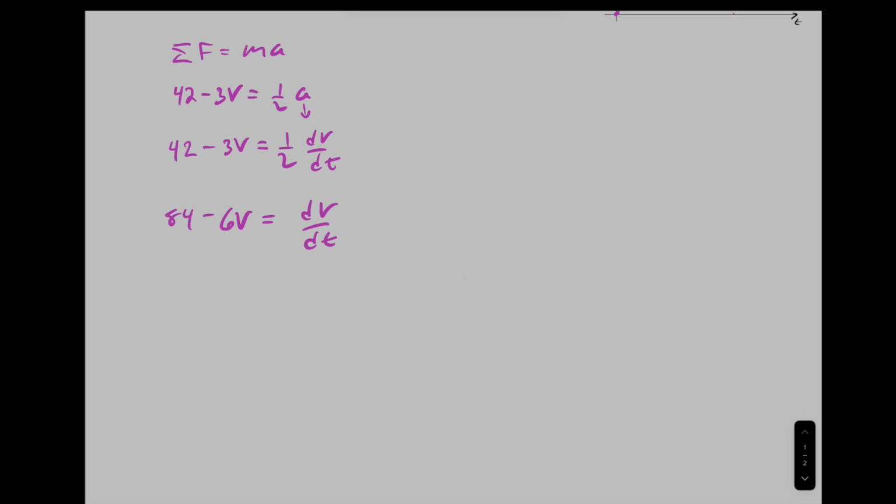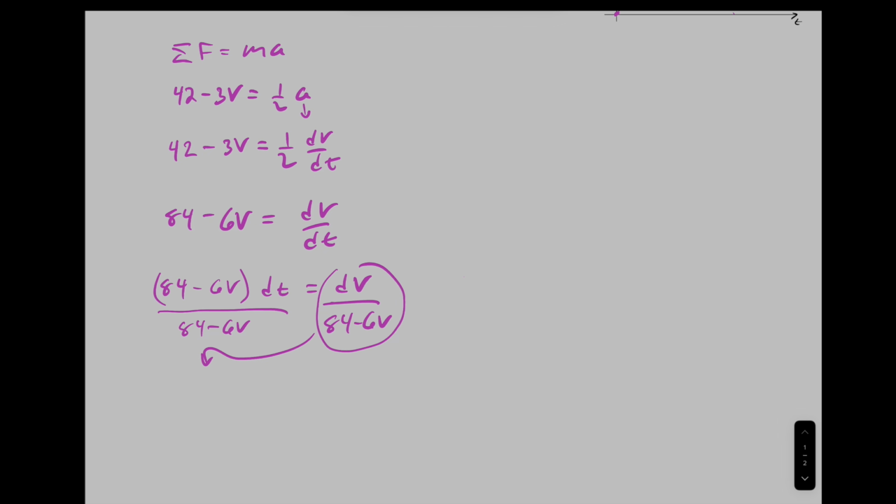And now I'm going to multiply both sides by dt. So I have 84 minus 6v, and that's all multiplied by dt. That's going to be equal to dv. All right. Then I'm going to divide both sides by 84 minus 6v, and the same thing over here, 84 minus 6v. And then I'm just going to switch the order that I'm writing it in. So this right here is really going to become 1 over 84 minus 6v dv is equal to, since that's going to cancel out, plain old dt.